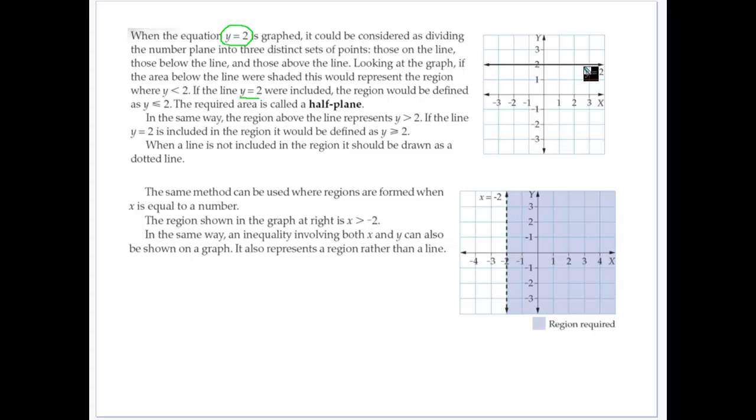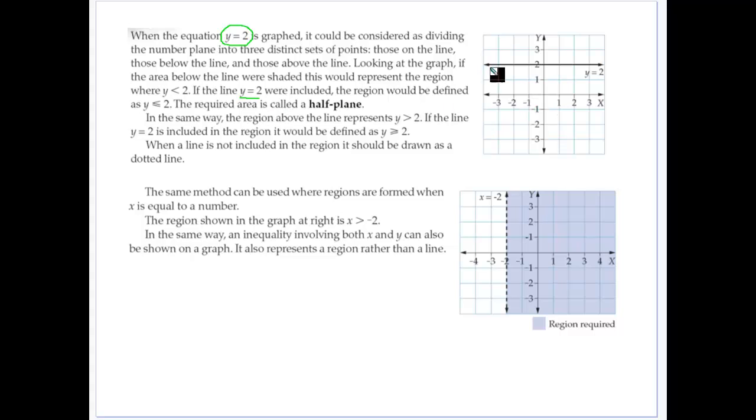You've got to draw up your line first, whatever it would be, whether it's y is equal to 2, x is equal to minus 2, or y is equal to x, or whichever way the line's going. We would get a situation where we're going to have the line drawn and have it either dotted or solid, depending on whether it's equal to something or not.